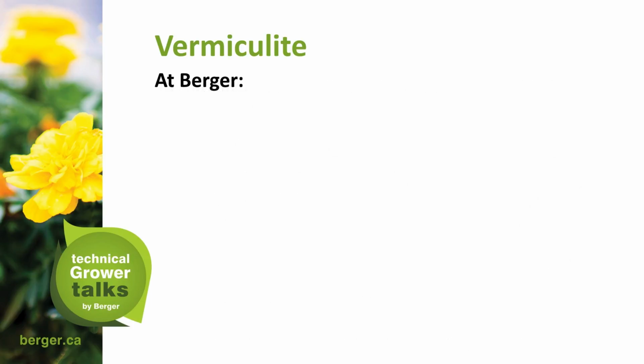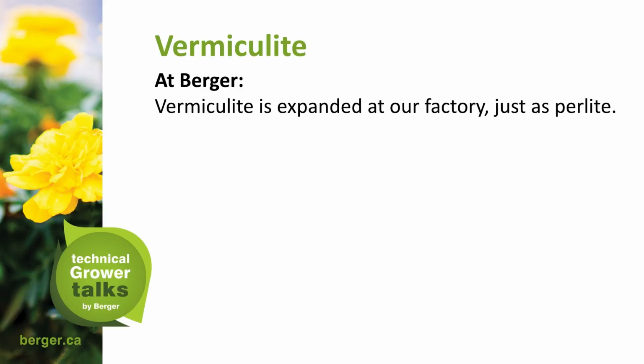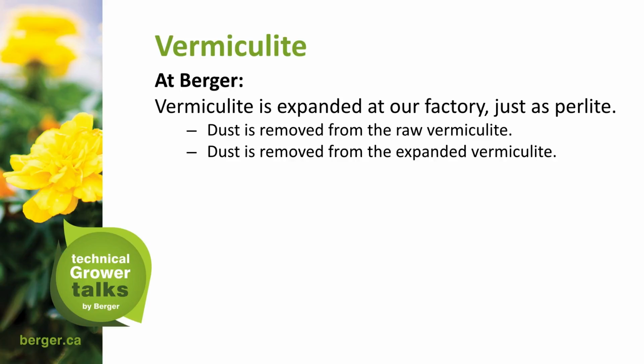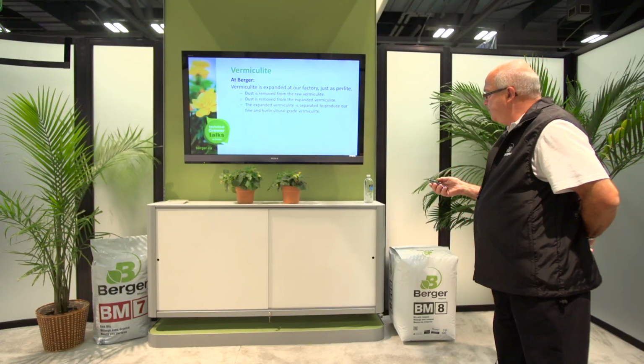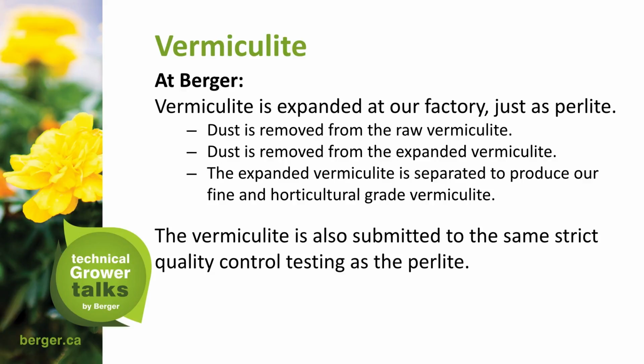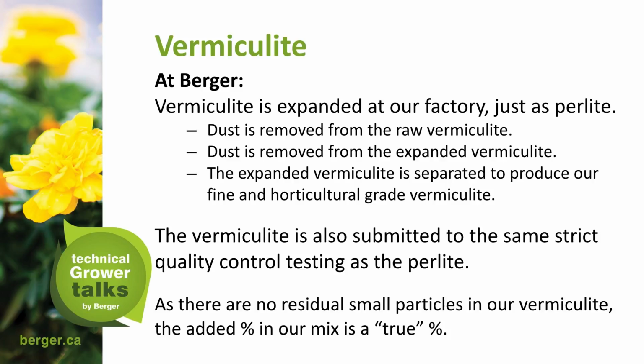At Berger, vermiculite is expanded at our factory just as perlite. Dust is removed from the raw vermiculite. Dust is removed from the expanded vermiculite. Expanded vermiculite is separated to produce our fine and horticultural grade vermiculite. Fine goes into our plug mixes, such as the BM2 line of mixes, and the coarser grade goes into a mix such as BM1. Vermiculite is also submitted to the same strict quality control testing as the perlite. As there are no residual small particles in our vermiculite, again, the added percent in our mix is a true percent.